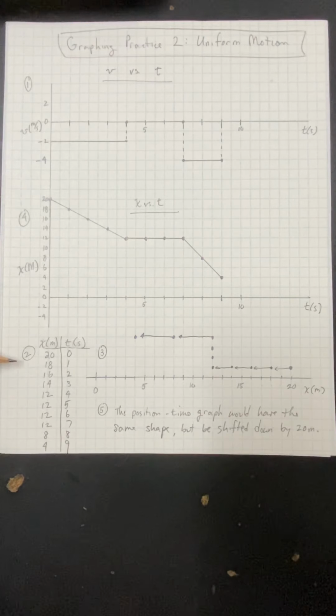Second thing you were asked to do is, okay, well, make a position and time table for this. At a time of 0, 1, 2, all the way down to 9 seconds, the entire motion took 9 seconds. You were given the fact that it began at a 20-meter initial position.